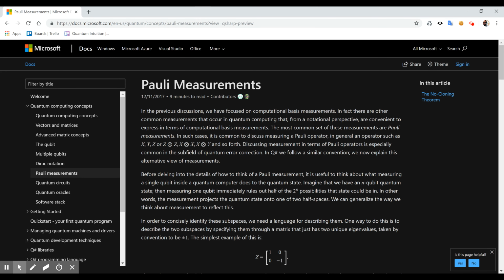We'll see. Pauli measurements. In the previous discussions, we have focused on computational basis measurements, and there are other common measurements that occur in quantum computing for an additional perspective. The one is Pauli measurements. I find it a bit awkward, just because I have the perspective of having gone through those concepts before, that the guide approaches this topic from the measurements concept.